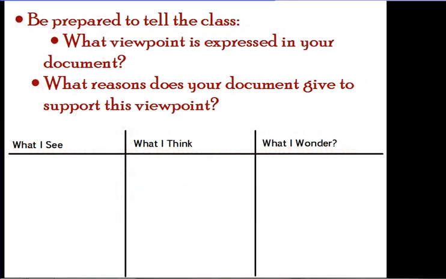One thing that we were looking for was what viewpoint was expressed in that document and what reasons the document gives us to support the viewpoint. If you look below, it says this is what the chart should look like. Sometimes in class we say observe instead of what I see, but that's what observe means. The middle column is the reflect, or what I think I see, and then the third column are the unanswered questions. Now that I've looked at this document, what do I still wonder about my document?